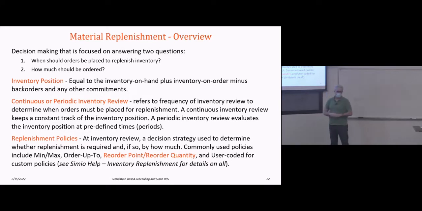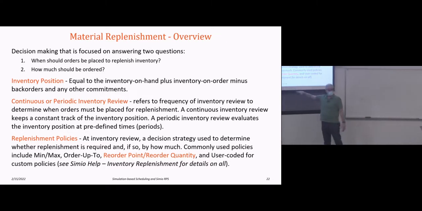Continuous or periodic review. A continuous review policy basically says every time I consume inventory, I evaluate the policy. So if I take one out, I say, hey, am I at my reorder point? Every single time. That's continuous review. Periodic review says I'm going to do my review on some type of period, like every day or every month or every week, right? And so I don't evaluate every time I consume.